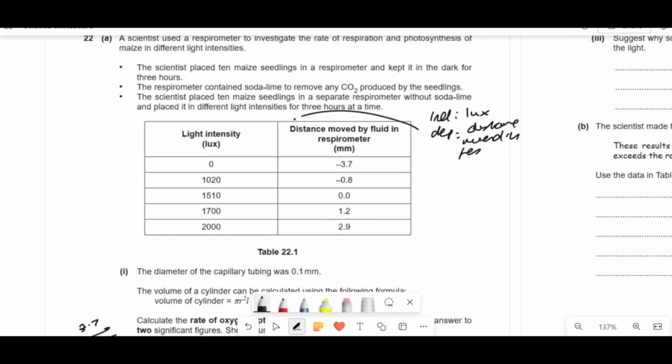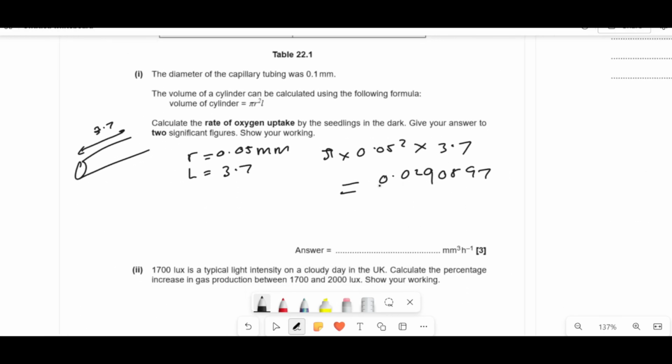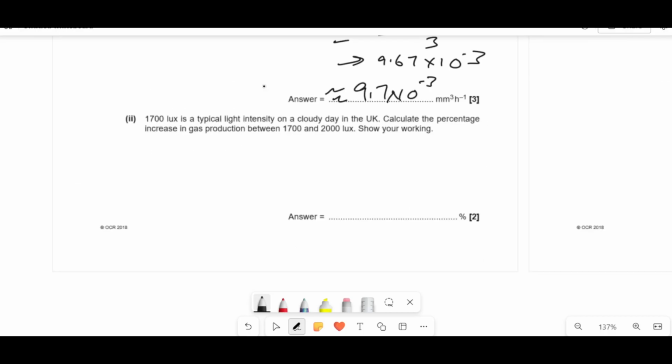In this case, this is the distance moved, but we haven't got any time frame, have we? Unless you read the question carefully, because it tells you that it's been left in the dark for 3 hours. So if they want it for 1 hour, and this is for 3 hours, you've got to divide it by 3. If you divide it by 3, this gives you 9.67 times 10 to the minus 3. And it wants it to two significant figures, so that's going to be 9.7 times 10 to the minus 3. Cool.